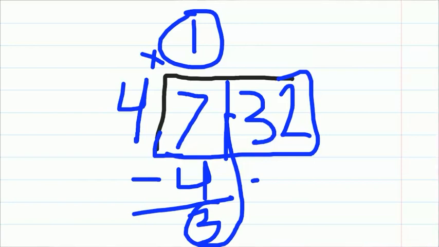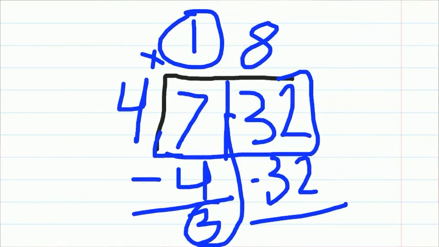the multiples of 4, you're gonna look for a 32. So if you multiply 4 times 8, that's gonna give you 32. So you're gonna subtract 32, but you're gonna put the 8 in here. So 32 minus 32: 2 minus 2 is a 0, 3 minus 3 is a 0 again. So your remainder is a 0.